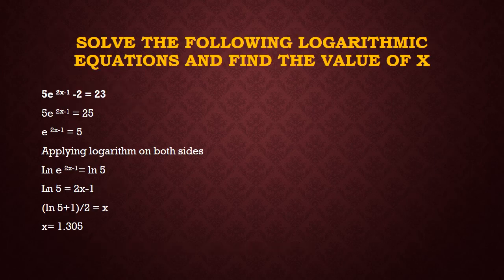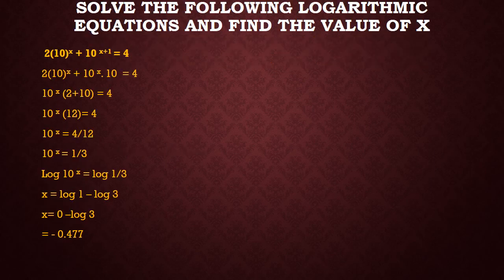We have 5e raised to the power 2x minus 1 is equal to 25. You simplify it further and you get e raised to the power 2x minus 1 is equal to 5, because 25 over 5 gives you 5. Now apply logarithm on both sides. So you get ln e to the 2x minus 1 is equal to ln 5, and ln 5 is equal to 2x minus 1. You solve this equation further, you get ln 5 plus 1 over 2, and x is equal to 1.305.